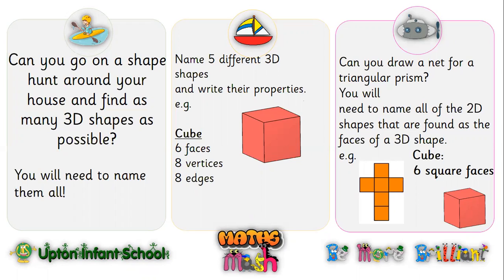Now you're going to need to name them. So for example, if you find a tin of beans, you need to think about what shape that is and write down tin of beans, but also the shape next to it as well. Okay, so that is for the rowing boat challenge.